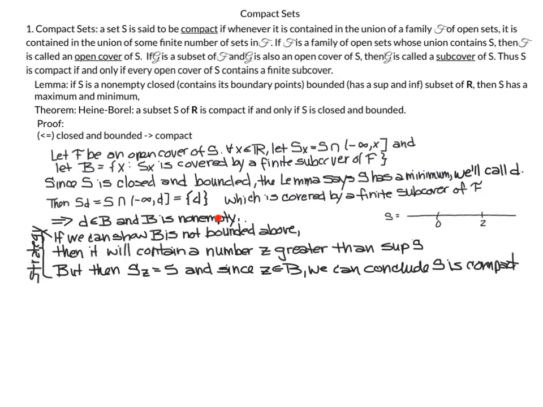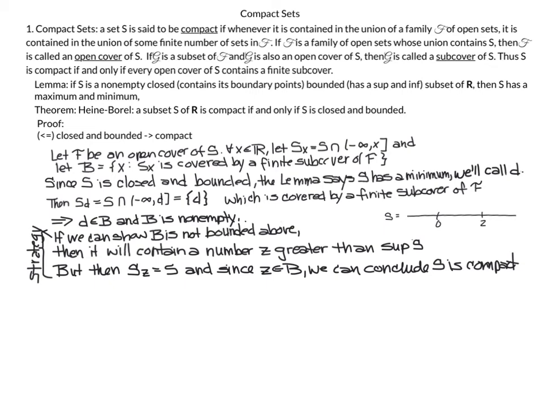So we have B is not empty, but because we want to show that S is compact, we need to find a finite subcover. So we want B to be a finite subcover of F, and so we're going to start out by assuming that B is not bounded above. And by assuming it's not bounded above, it means we'll always be able to find a number z greater than sup S. So in this example, sup S is equal to 2. So in other words, we just need B to be able to have some number greater than 2.